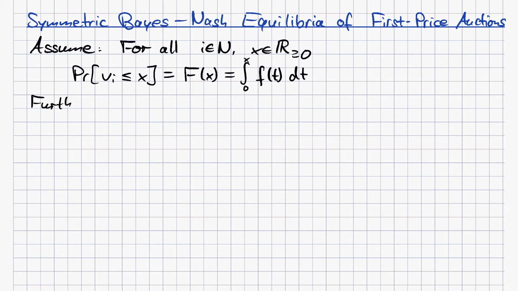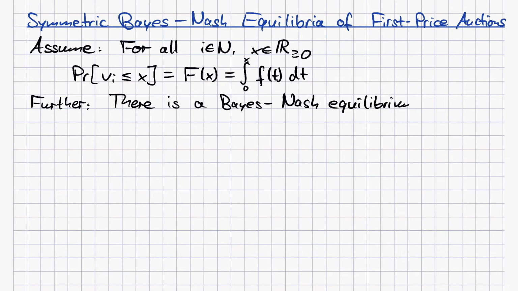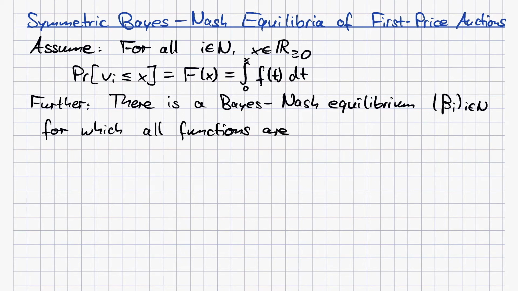Further, we assume that we are in a Bayes-Nash equilibrium. So there is a Bayes-Nash equilibrium beta_i, where i is in N, for which all functions are identical and invertible.